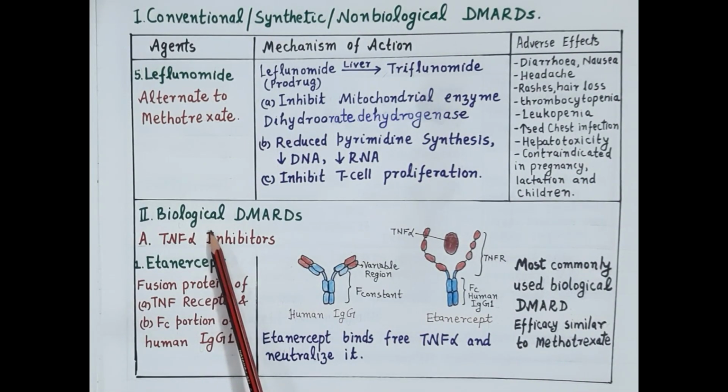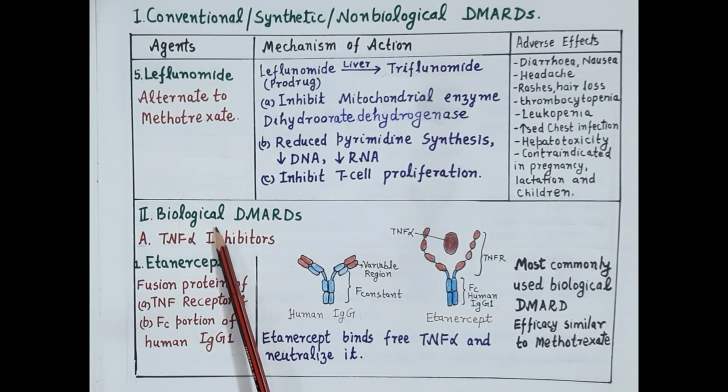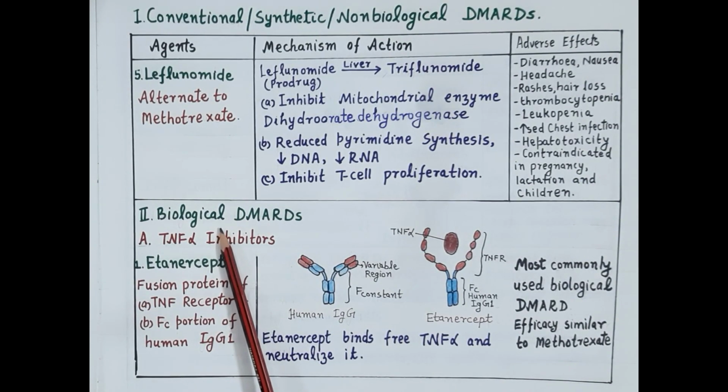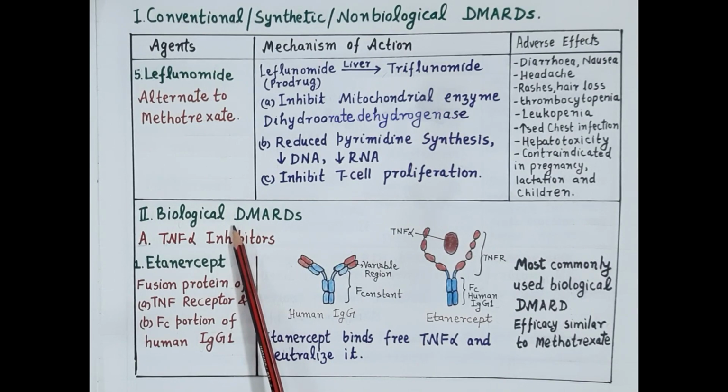Now, let's discuss pharmacology of biological DMARDs. Since biological DMARDs can produce serious or fatal adverse effects, these drugs are used for refractory rheumatoid arthritis not responding to conventional non-biological DMARDs. Very important to remember that no two or more than two biological DMARDs should be used in combination.